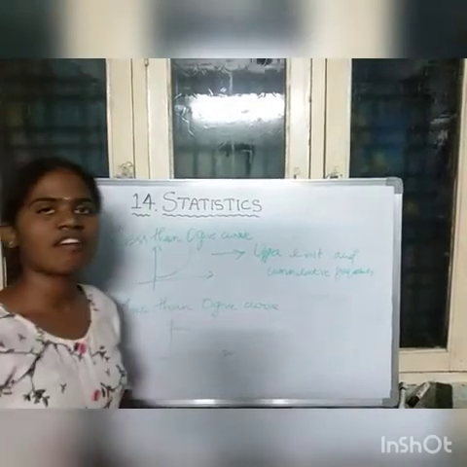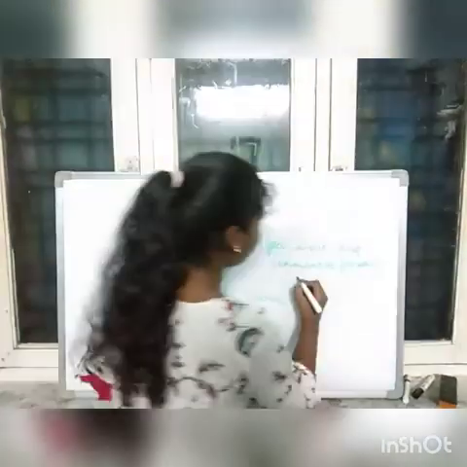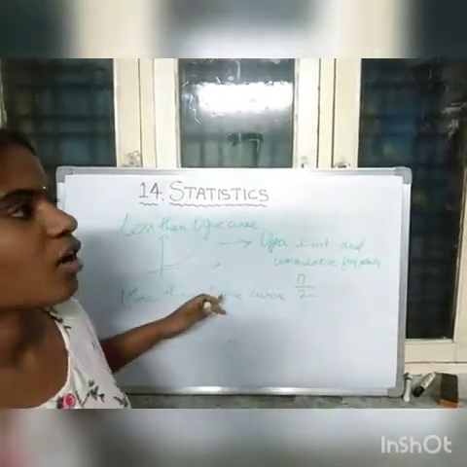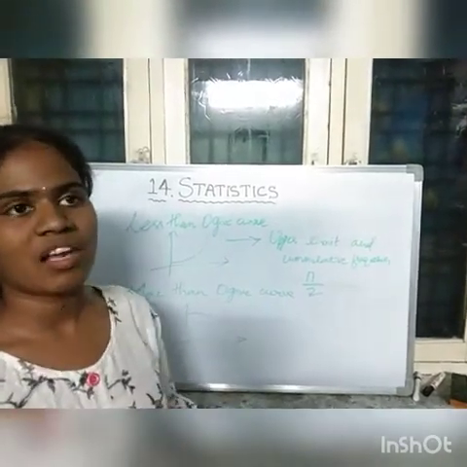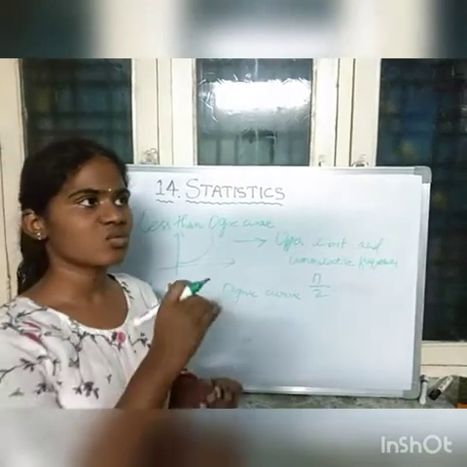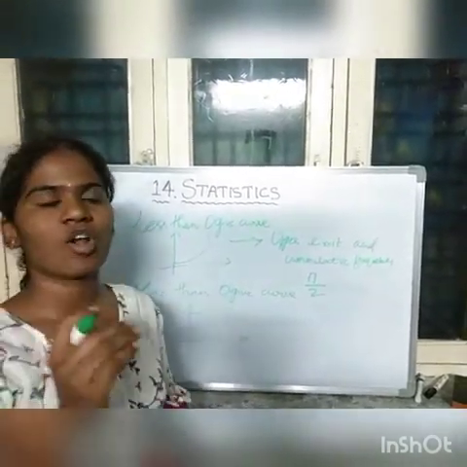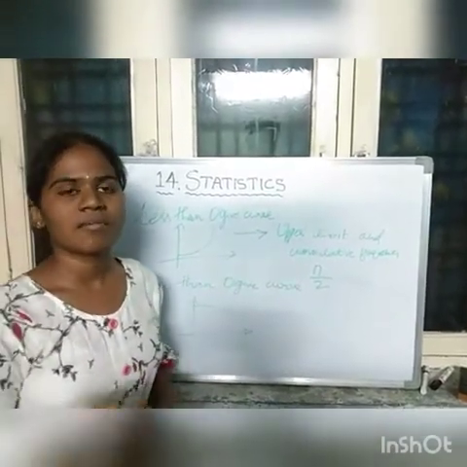After drawing the graph, we need to find the median class, that is n by 2. The value of n by 2 we need to plot on the y axis, and draw a line parallel to the x axis. Where the line intersects the curve, we need to draw a perpendicular to the x axis, and that value is the median.